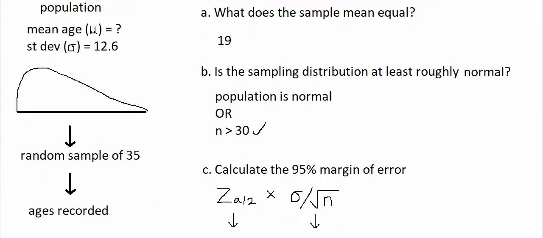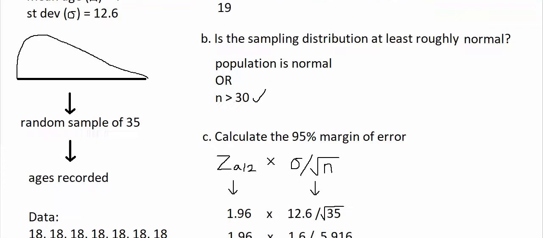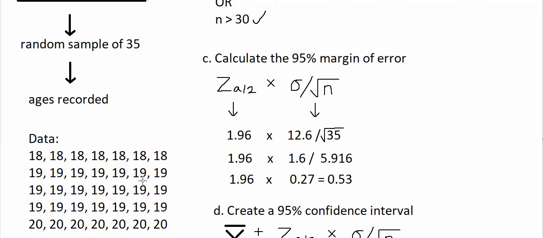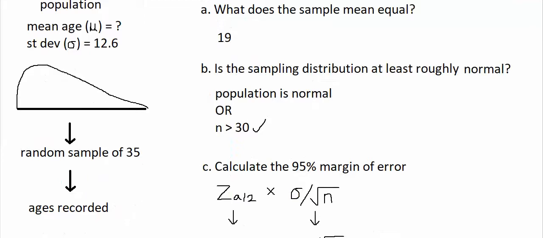Part A of this problem says, what does the sample mean equal? To get the sample mean, you just have to add the 35 ages and divide the total by 35. If you do that, you would get 19. Part B says, is the sampling distribution at least roughly normal? Basically, this part is asking, can a margin of error be calculated?